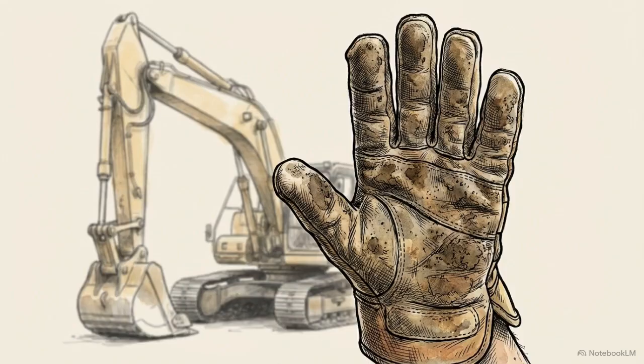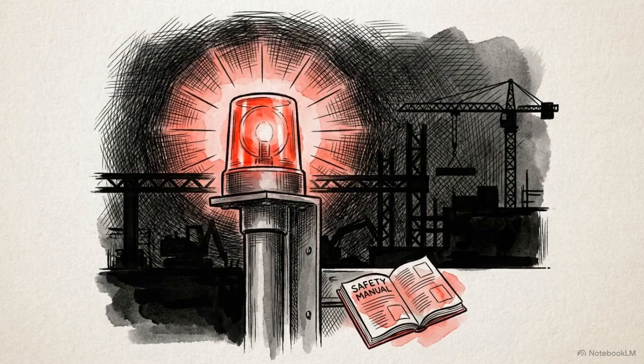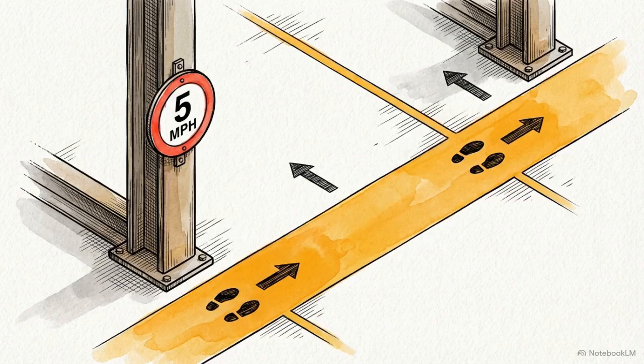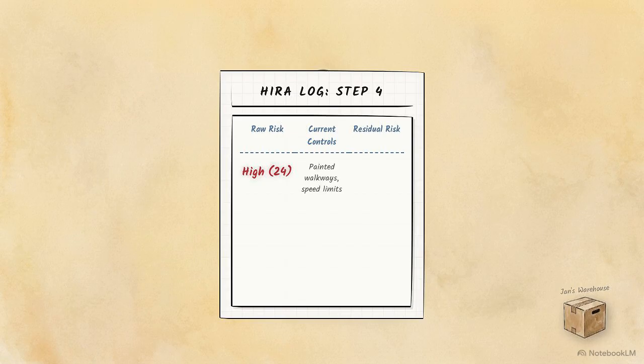A high raw risk score mandates an immediate halt. Work cannot commence until interventions are put in place to lower that number. Moving to step 4, we identify current controls. Jan's warehouse already has mitigations in place, like painted pedestrian walkways and machinery speed limits. When we log these existing measures, our initial high score drops to a medium residual risk. This new number reflects the actual risk environment with controls active.